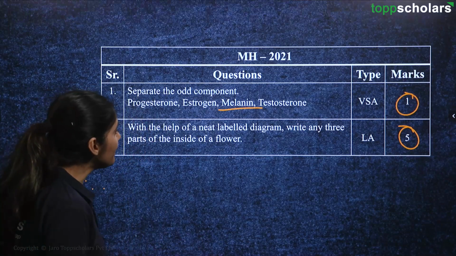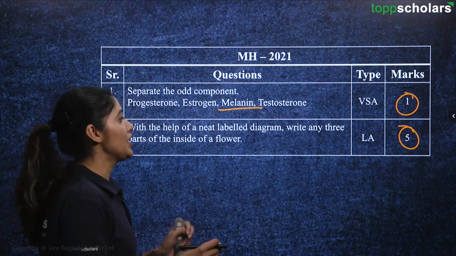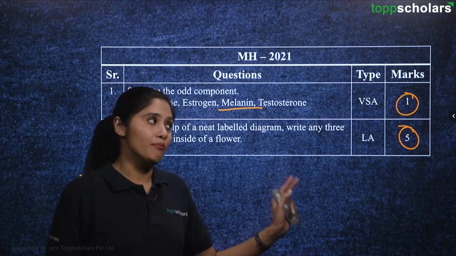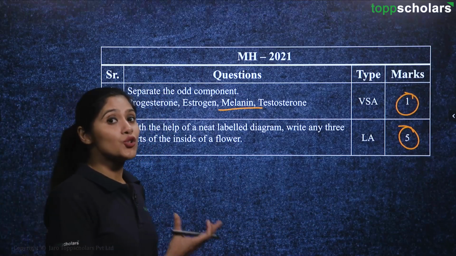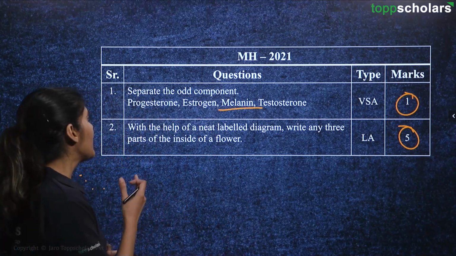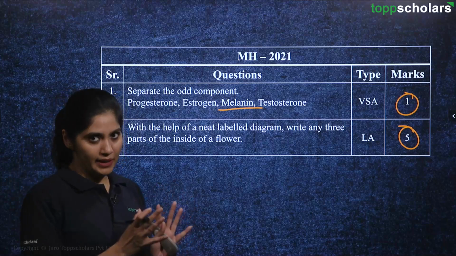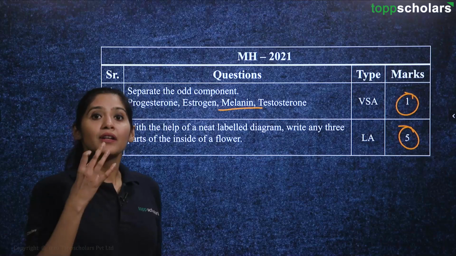Now, with the help of a neat labeled diagram, write any 3 parts of the inside of a flower. This is a 5 mark question. It's a long answer question, and this is to do with our flower topic, right? So, we have to draw a neat labeled diagram and write any parts of the inside of our flower.